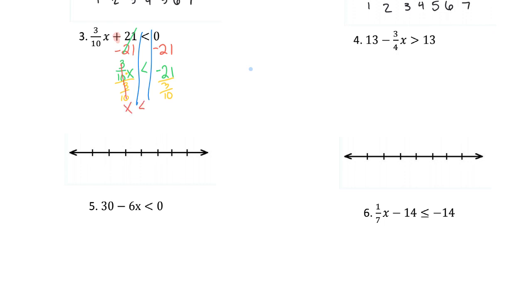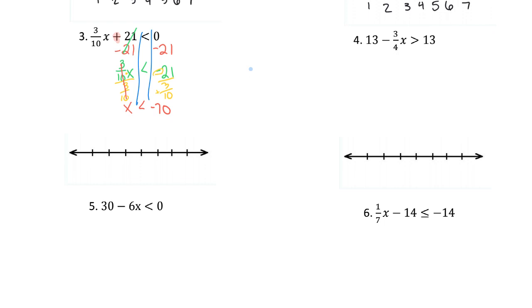When you do that, you should get -70. So do -21 divided by 3/10 in your calculator and just verify that you got -70 like I did. We don't need to flip our inequality sign because we divided by a positive. So even though this 21 is negative, we don't flip our inequality sign.